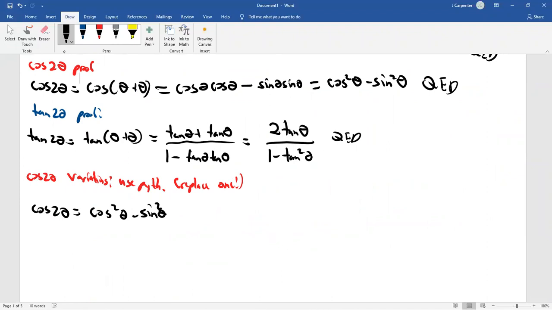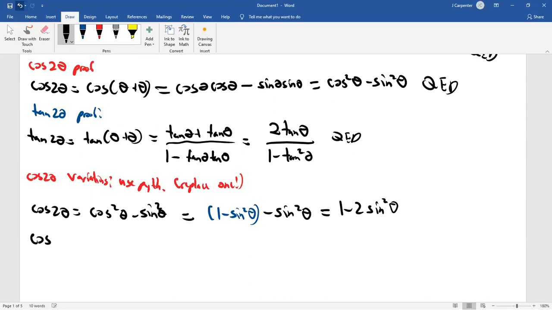So this time I'm going to replace the cosine squared. Cosine squared is 1 minus sine squared. So that would be 1 minus sine squared theta. I don't actually need the parentheses. I'm just showing it for emphasis. Well, you have a minus sine squared and a minus sine squared, so they stack and make a 1 minus 2 sine squared of theta. So this is going to be the right-hand side of the first variation, the second version of the formula.